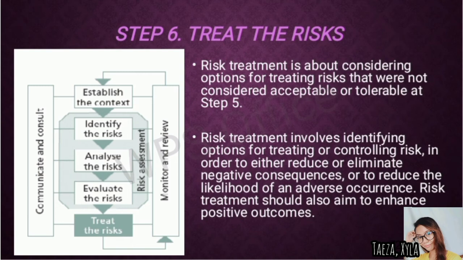Step 6. Treat the risk. Risk treatment is about considering options for treating risks that were not considered acceptable or tolerable at previous steps. Risk treatment involves identifying options for treating or controlling risk in order to either reduce or eliminate negative consequences or to reduce the likelihood of an adverse occurrence. Risk treatment should also aim to enhance positive outcomes.